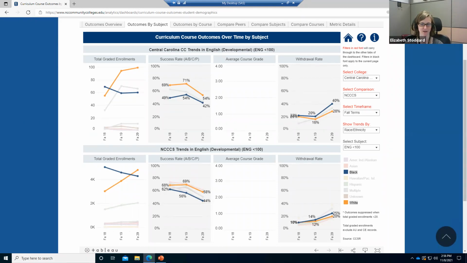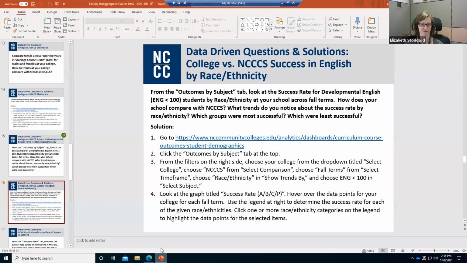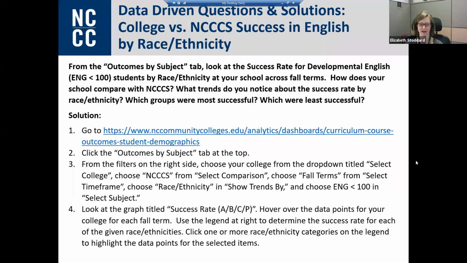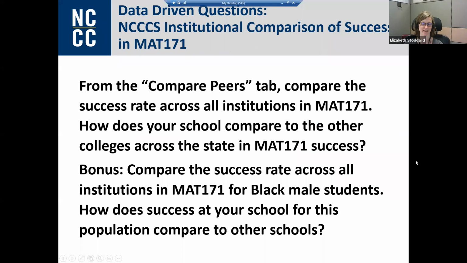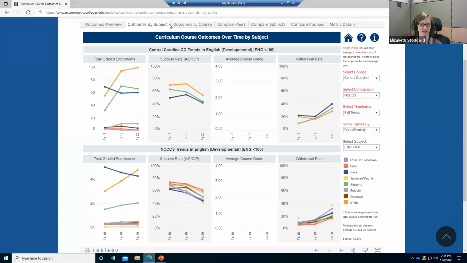I think that I will go quickly through the last couple of questions, because I know we're short on time. So I can just show you the question, and then I can kind of walk through how I would answer it. But for this one, for my next question here, we're going to compare the success rate across all institutions in Math 171. And then we're going to compare the success rate in Math 171 across all institutions for Black male students.